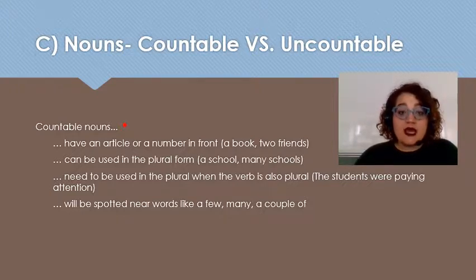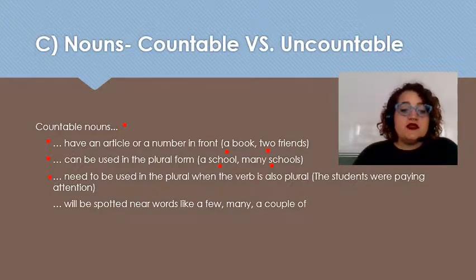How to spot them in a text? Well, first, they might have an article or a number in front of them. So for example, a book or two friends. If you don't remember what an article is, I encourage you to check out the lesson on that. Also, they can be used in the plural form. So if we look here, a school becomes many schools, which means that I can probably count one school, two schools, three schools.